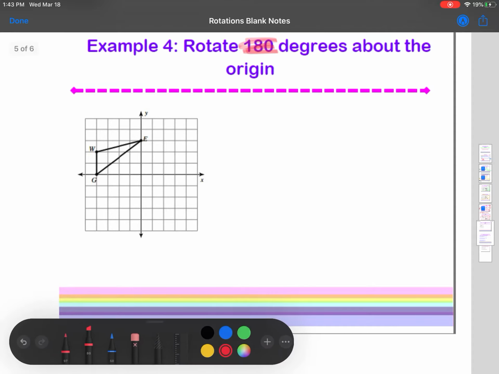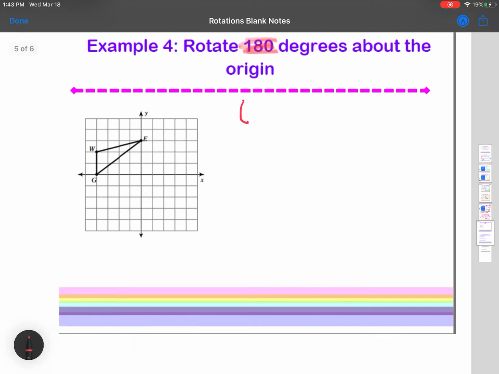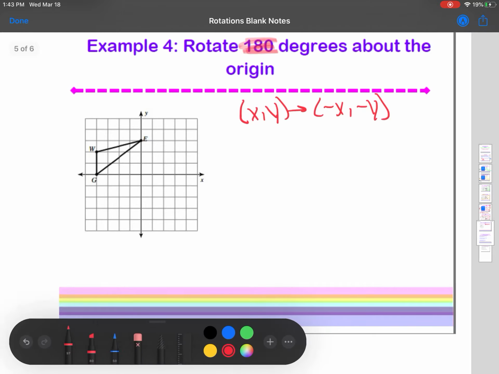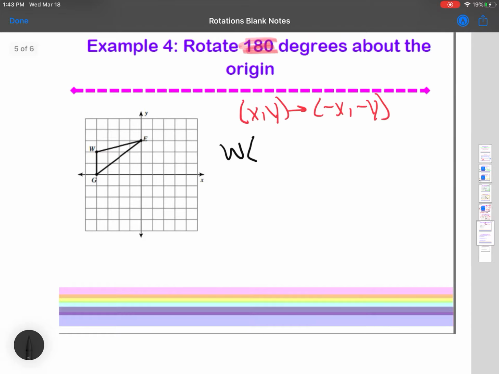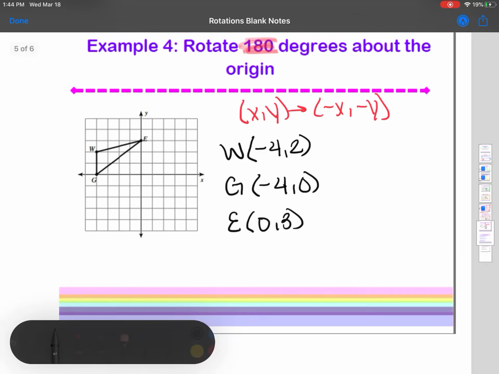Going 180 degrees about the origin. I'm still xy becomes negative x, negative y. W is negative 4, positive 2. G is negative 4, 0, and E is 0, 3.